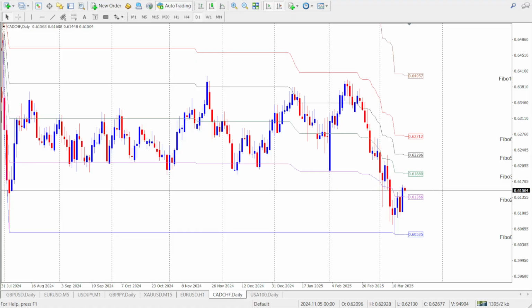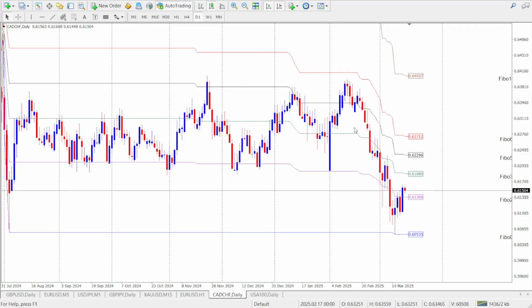Now let us talk about how to actually use this indicator in your trading strategy. The first step is identifying market trends. When price is bouncing between the Fibonacci levels, traders can use these zones as support and resistance areas to determine potential reversal points. The second step is trading breakouts.